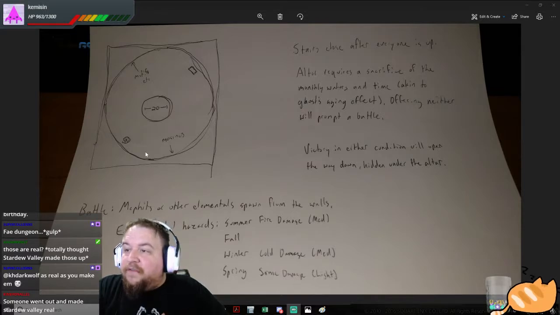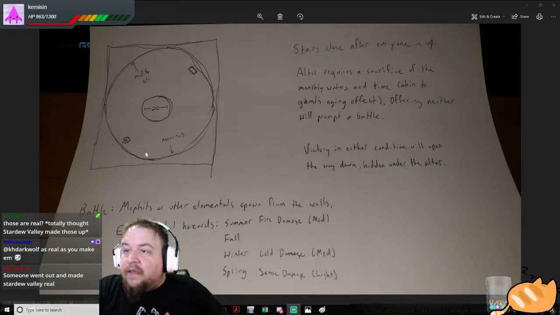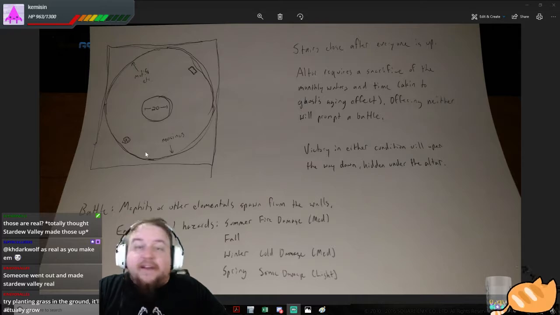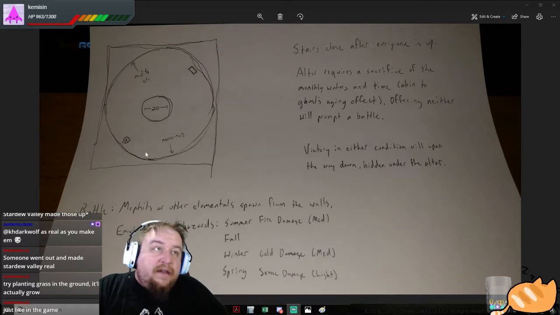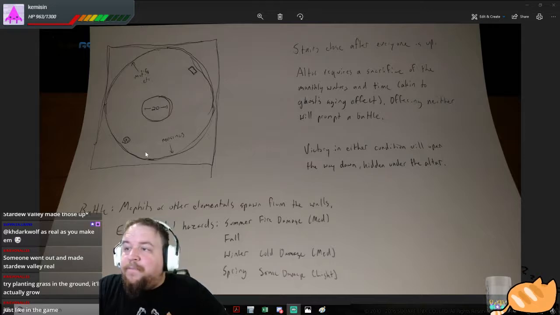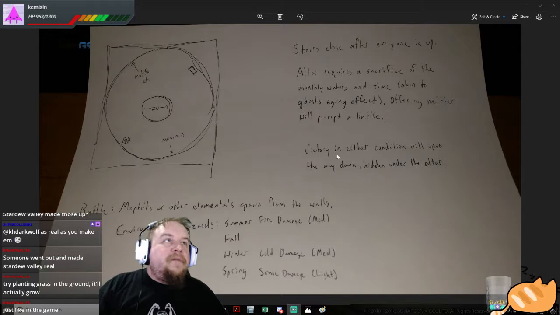Someone went out and made Stardew Valley real. Nope, fiddlehead ferns are a thing. There is actually, I think you can still get them. I think there's a farm in Huron that actually sold fiddlehead ferns. They're as real as you make them. Someone went out and made Stardew Valley real. Try planting grass in the ground. It'll actually grow, just like in the game. IRL, the hit new MMORPG.